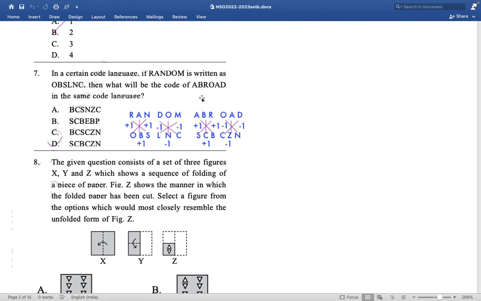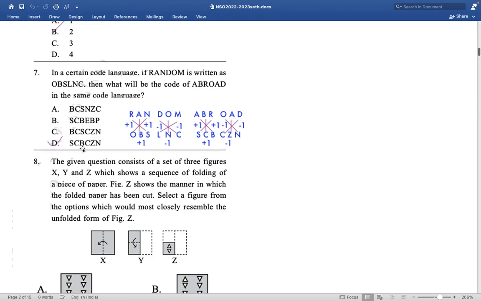Similarly, abroad is split into 2 parts. A plus 1 is B, B plus 1 is C, R plus 1 is S. O minus 1 is N, A minus 1 is Z, and D minus 1 is C. So D is the answer.